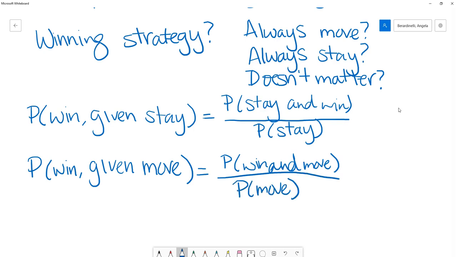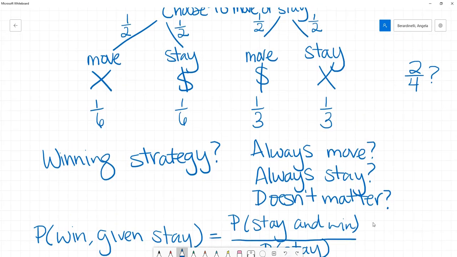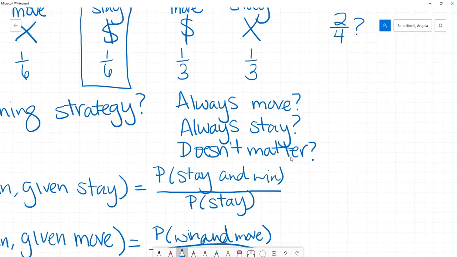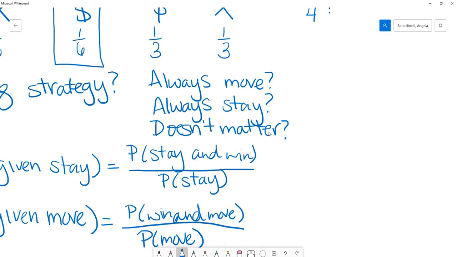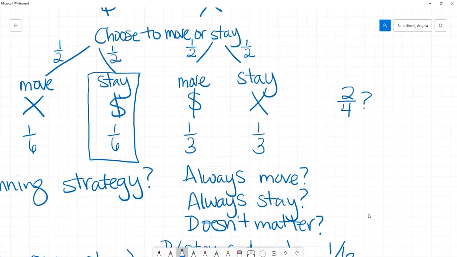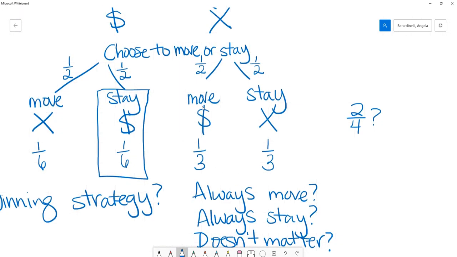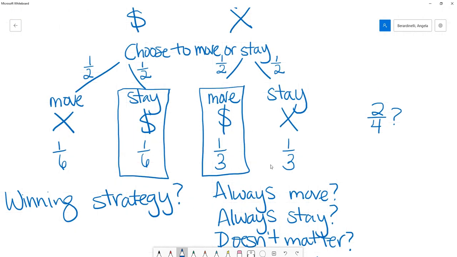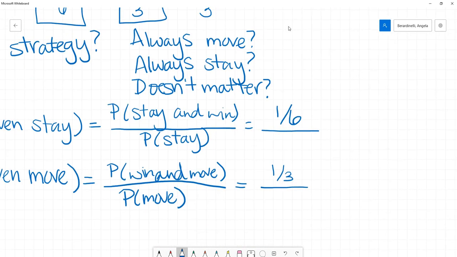And this sounds a little scary, but we can actually read it right off the chart that we already have. Stay and win, that's only this ending, so 1/6. So down here, the probability of staying and winning is 1/6. Similarly, we can look for the probability of winning and moving on the chart. If I am going to win, I need a dollar sign, and move, that's here, so 1/3. And what's the probability of staying? Well, that's everything with a stay. So that's going to be the 1/6 and the 1/3.